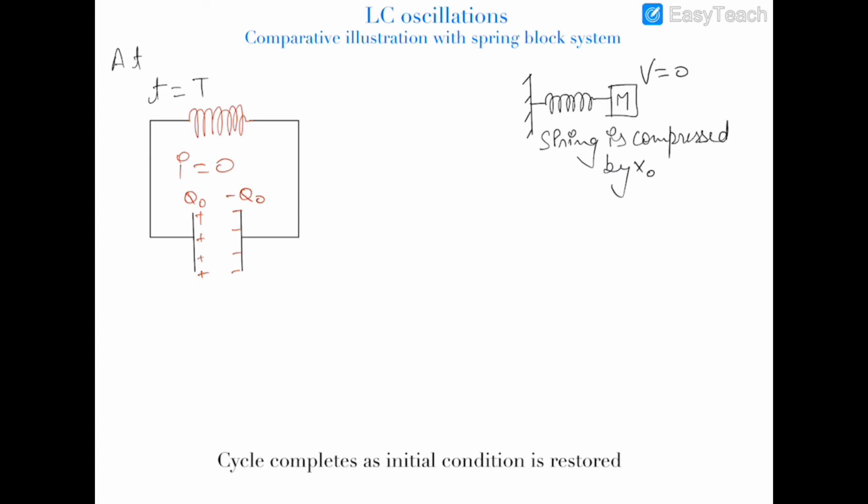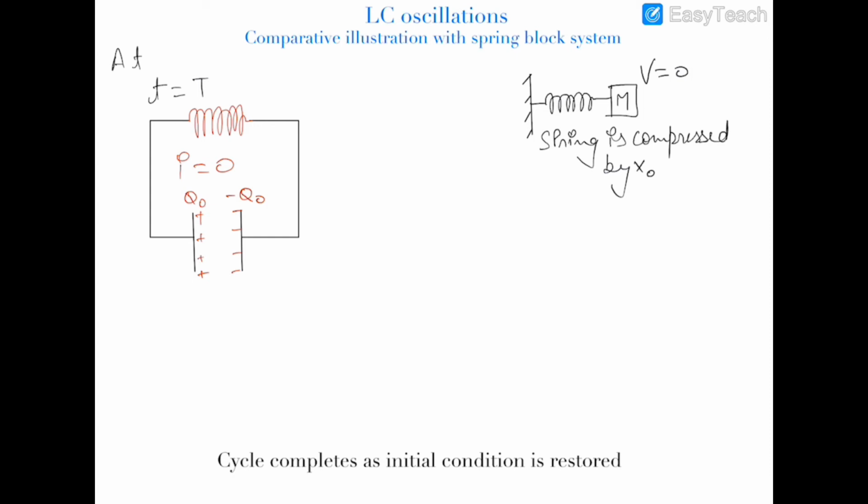So this was the complete comparative analysis of the spring block system, and you can see that in LC oscillations the capacitor is charging the inductor and the inductor is charging the capacitor. So the energy is oscillating from inductor to capacitor and capacitor to inductor, and the current and charge are oscillating. Now further, we will do the mathematical analysis of these LC oscillations in this video, and we will also find the equations of the oscillating current and charge.